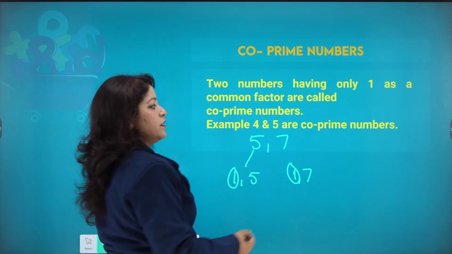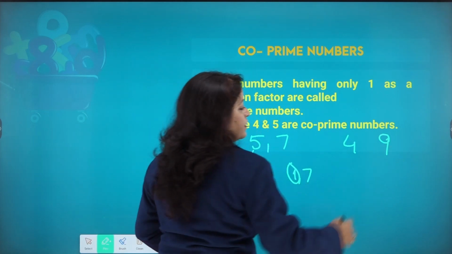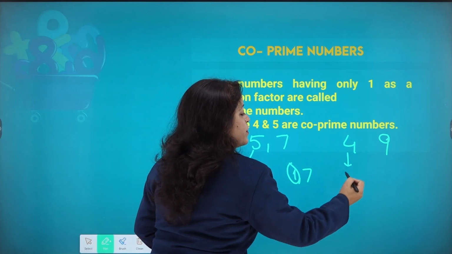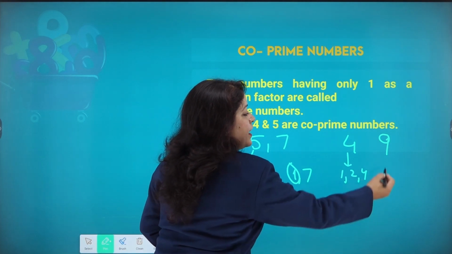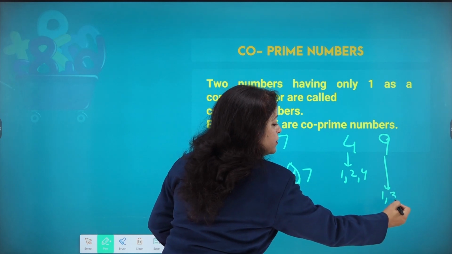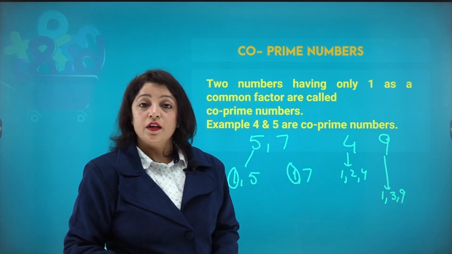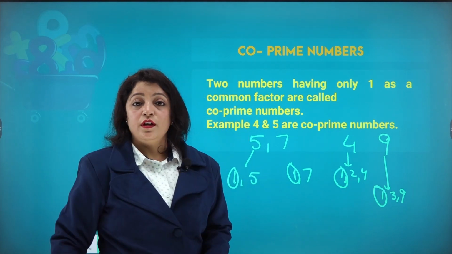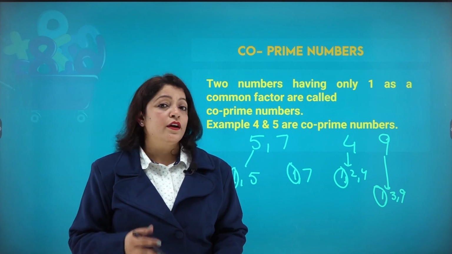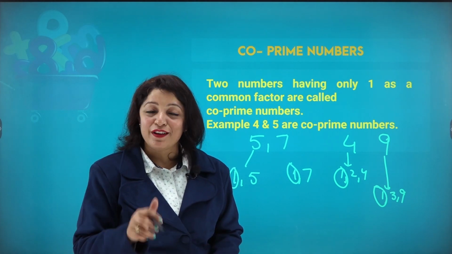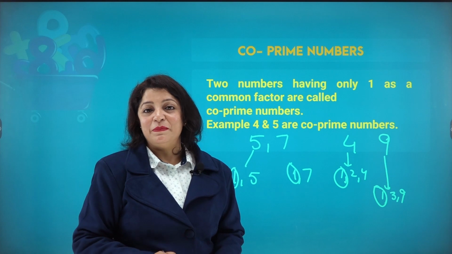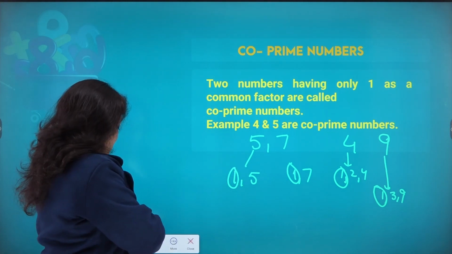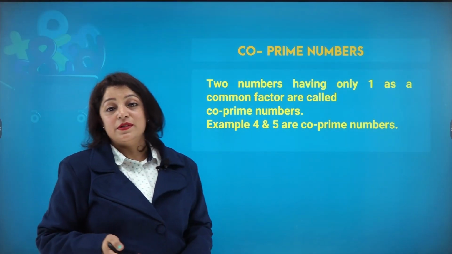Along with it, take an example like 4 and 9. They are both not prime numbers, but the factors of 4 are 1, 2 and 4 and the factors of 9 are 1, 3 and 9. What are the common factors here? The common factor is only 1. So, although 4 and 9 are not prime numbers, they form a pair of co-prime numbers. I hope the co-prime concept is very clear to you all now. Don't be confused between prime and co-prime numbers.